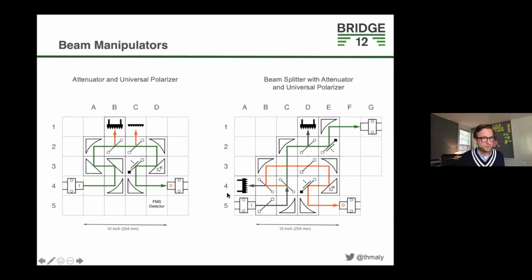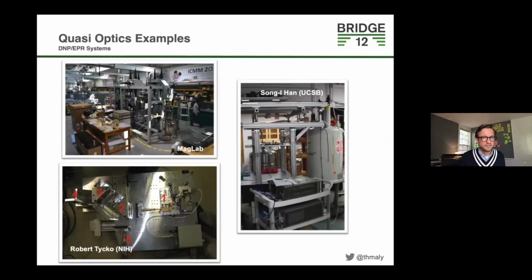So in the last few slides, I just want to go over and show you a couple of systems so that you get an idea how big they are. Quasi-optics can be quite big. This is the Magnet Lab. It's a 95 gigahertz EPR spectrometer. This is a system operating at about 200 gigahertz in Songhi Han's lab. The quasi-optics is all up here, and all the other electronics is located down here.